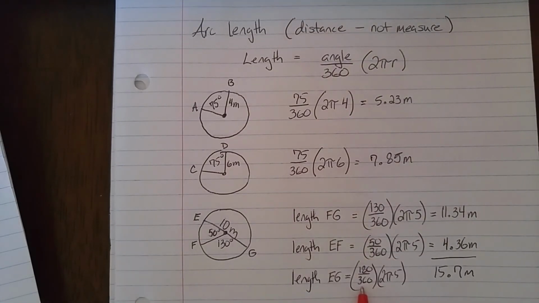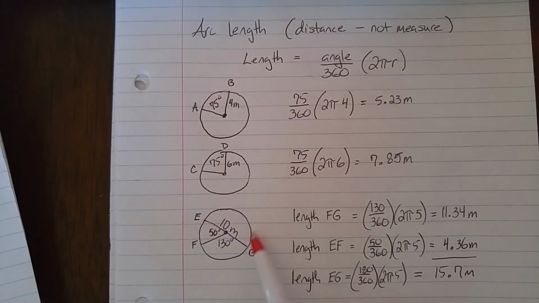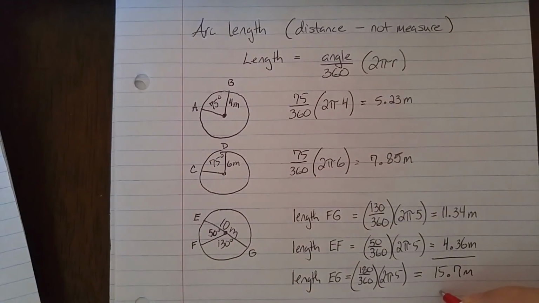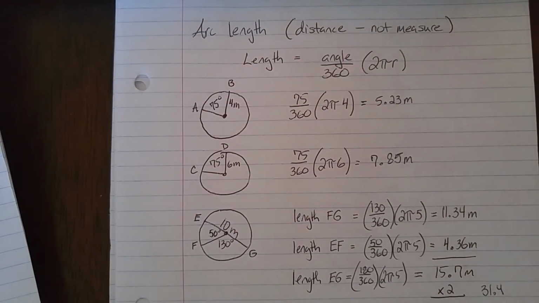So EG is going to be 180 over 360, because it's a semicircle, times 2 times pi times 5. And when I multiply that, I get 15.7 exactly. So this totally checks. One last check on this one, just for fun. If I know that each semicircle is 15.7, then the entire circumference of the circle should be double this. In other words, if this is 15.7 and that's 15.7, the whole length around the circle is going to be 15.7 times 2, which is 31.4.